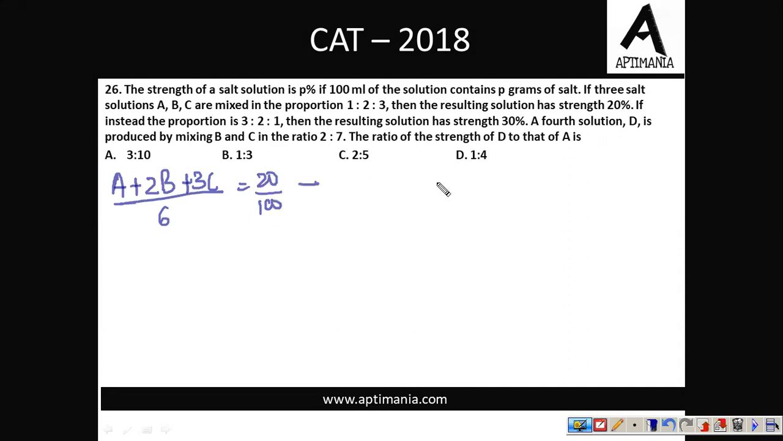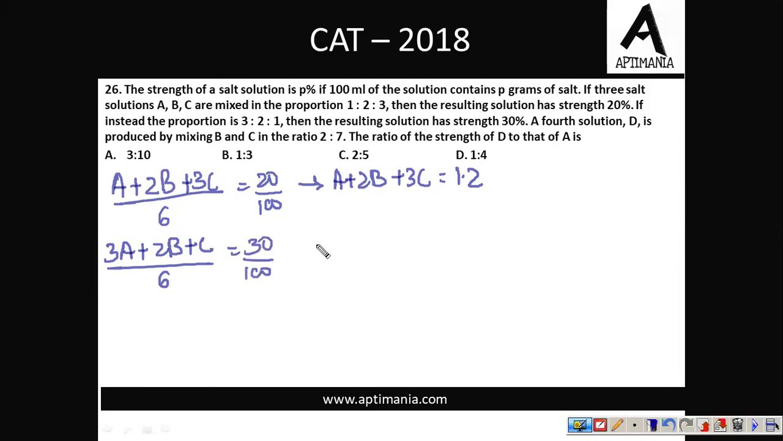So on solving, we'll have A plus 2B plus 3C equal to 120 upon 100, which is 1.2. If instead the proportion is 3:2:1, then this will be 3A plus 2B plus C upon 6 equals the strength of 30%, 30 upon 100. So on solving, I'll have 3A plus 2B plus C equals 1.8.